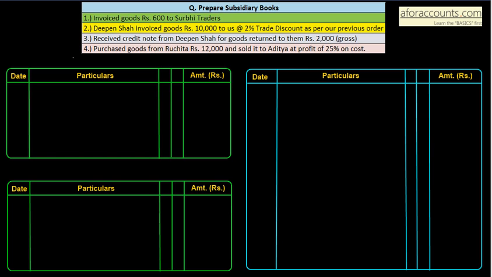Next question on subsidiary books. Prepare subsidiary books. Invoice goods rupees 600 to Surbi traders. Means I have invoiced the goods to Surbi traders. I have made the invoice. So I have done the sales. I am selling to Surbi traders. So first book that I will make is my sales book.